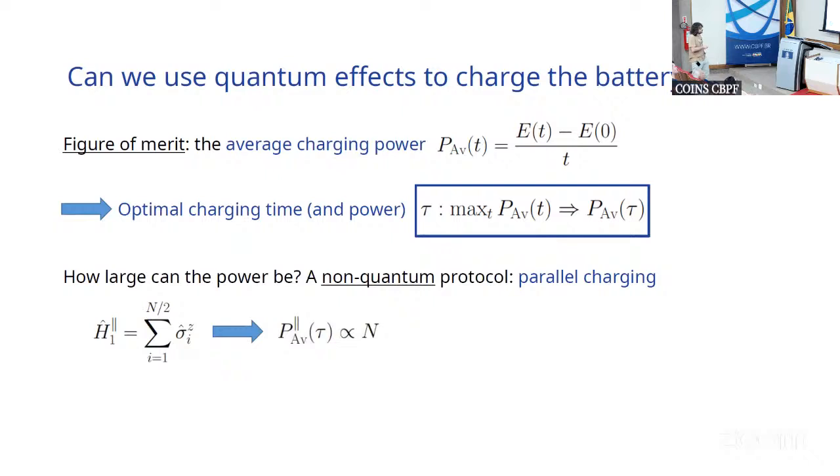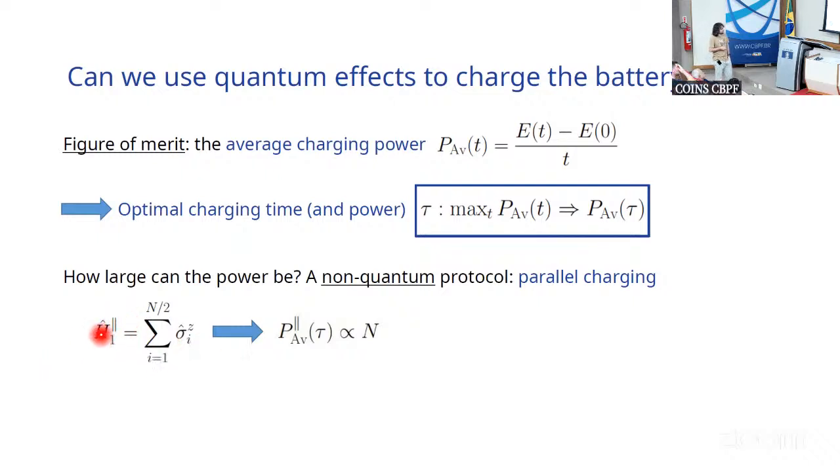Okay, so the question that started at the very beginning of the field, I would say, is how large the power can be. And it was introduced by people, some of them, at least one is here, the other I don't see. But anyway, to study this idea, they first define a non-quantum protocol that they call the parallel charging, in which essentially they say, okay, let's do something that is completely non-quantum.